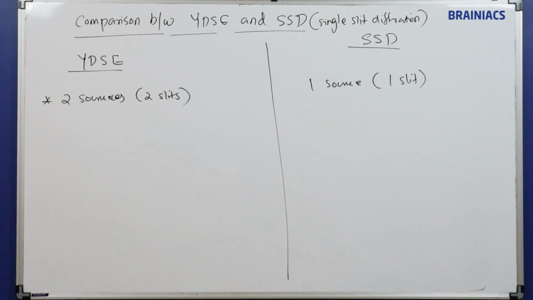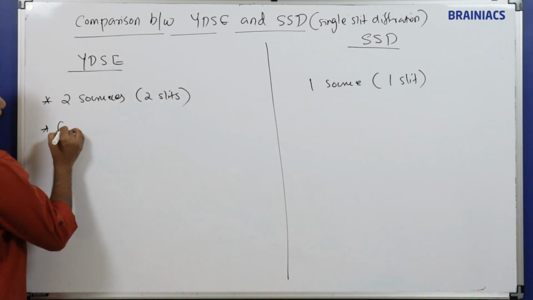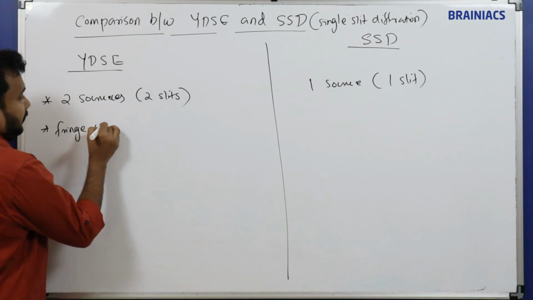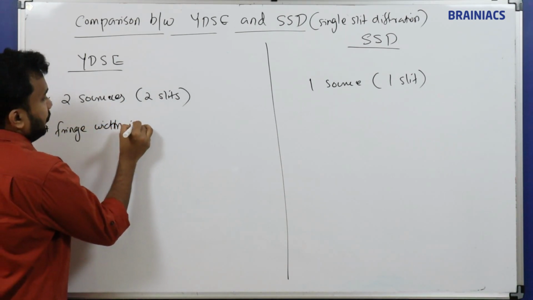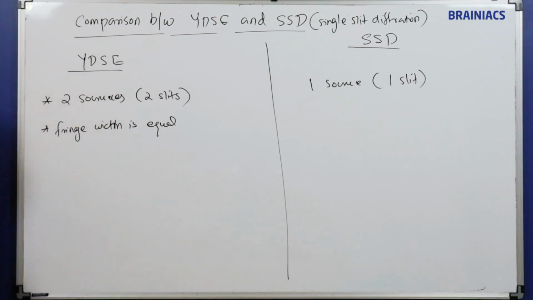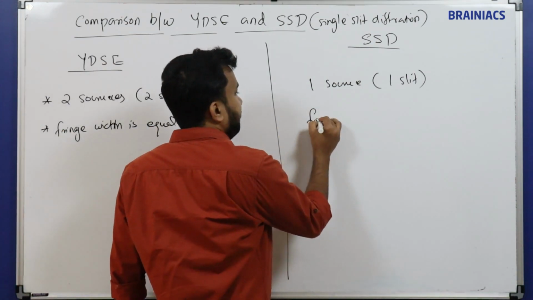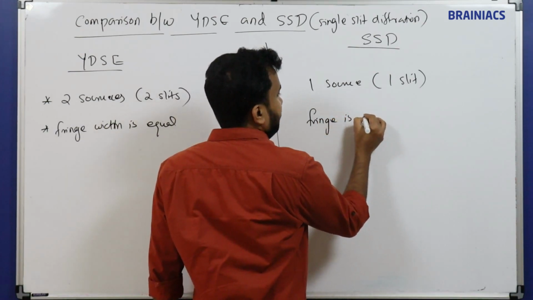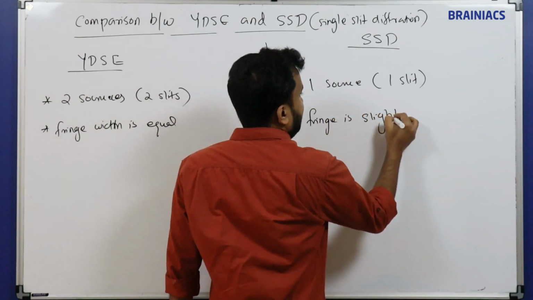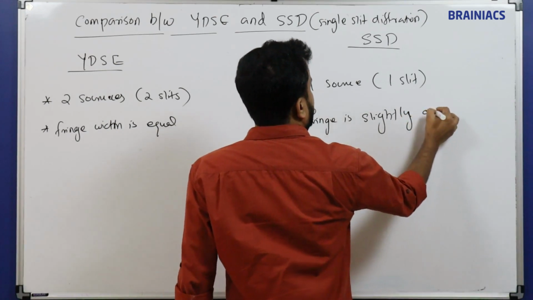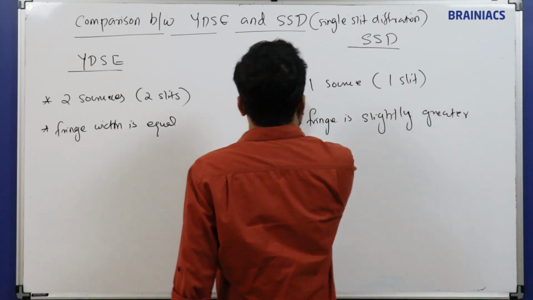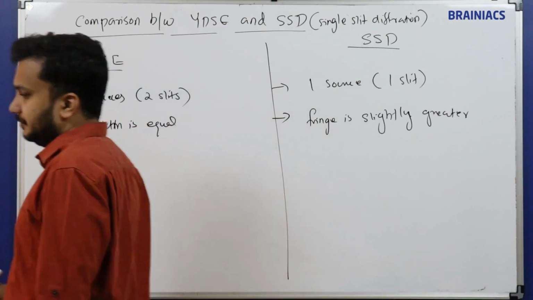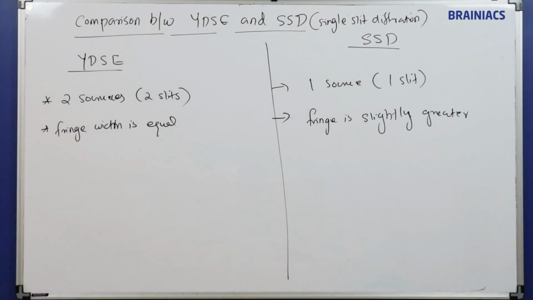Okay. Any fringe width? Fringe width is equal, the same everywhere. Here, fringe width is slightly greater, right? It will be much higher, which means the size will be a little bigger.